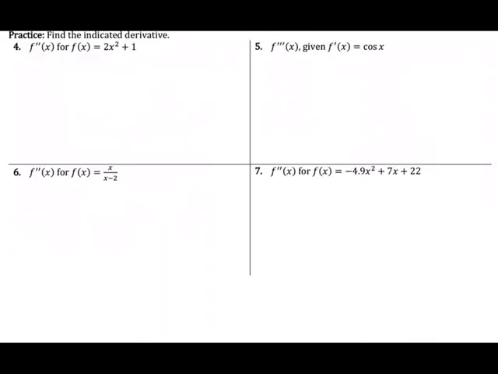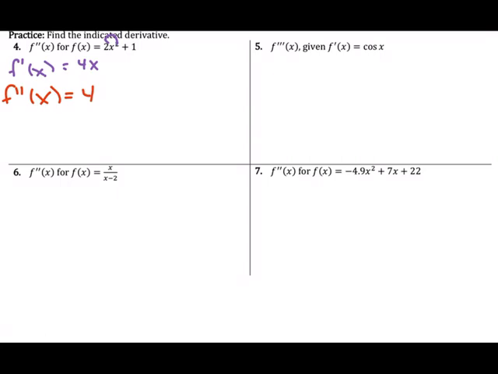Okay, so we're going to find the indicated derivatives. The first thing we're going to do is find the first derivative, which here is just 4x. And then we're going to find the second derivative, the derivative of the derivative, which is going to be 4.